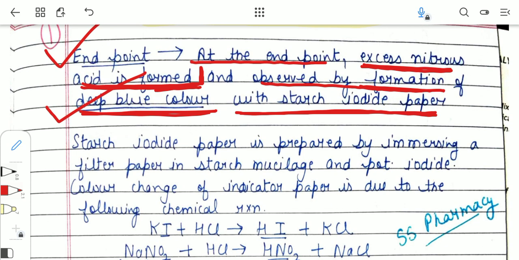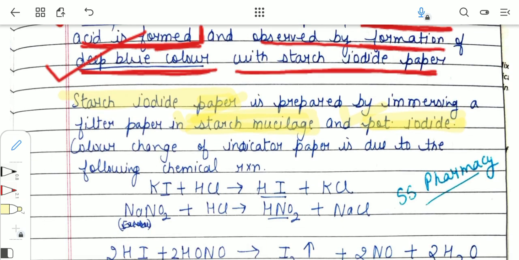The starch iodide paper which we are using is prepared by immersing a filter paper in starch mucilage and potassium iodide. So you can say that this starch iodide paper is made up of starch mucilage and potassium iodide. These are the two compounds. The color change of the indicator paper is due to the following chemical reactions. Let us see which chemical reactions take place so that finally we get our deep blue color.